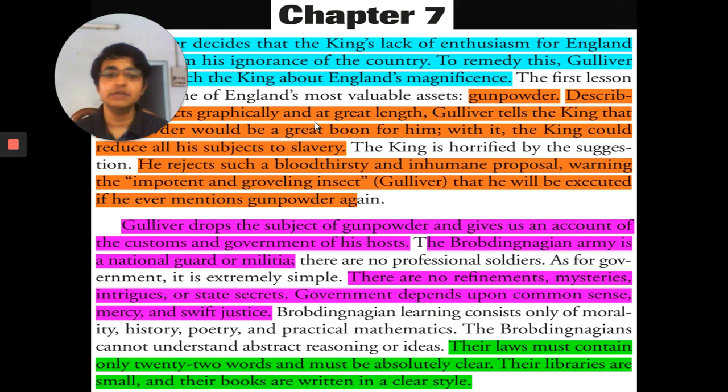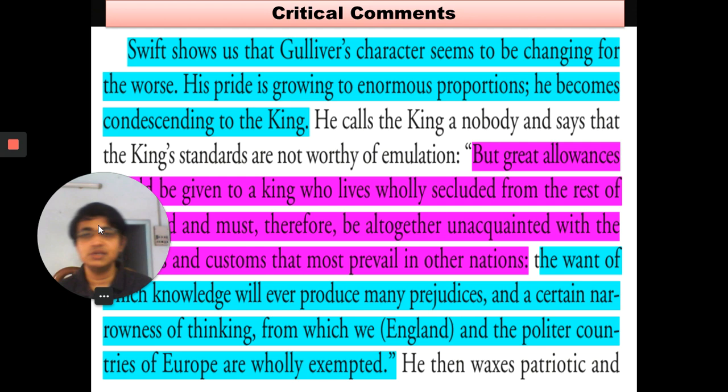Their libraries are small and their books are written in a clear and transparent style. So, this is a description of the Brobdingnagian Empire in chapter 7 of Gulliver's Travels. Swift shows us that Gulliver's character seems to be changing for the worse.